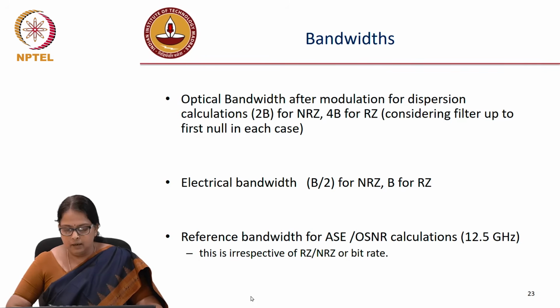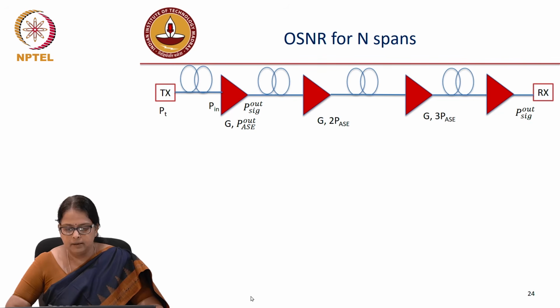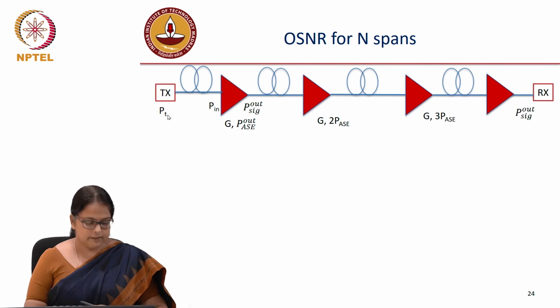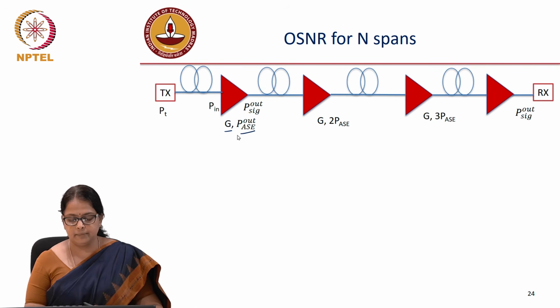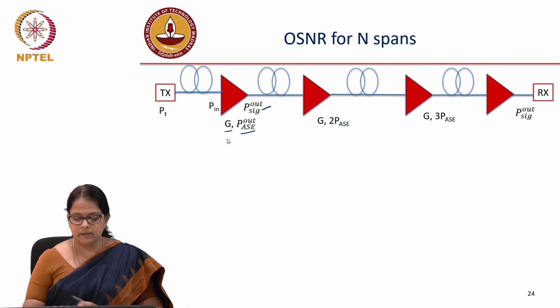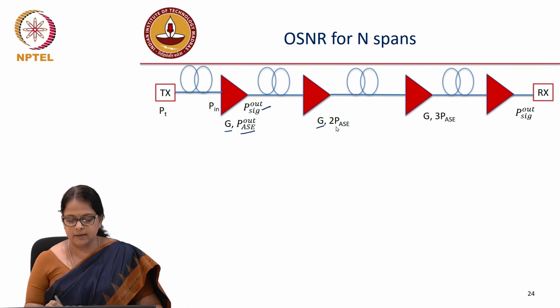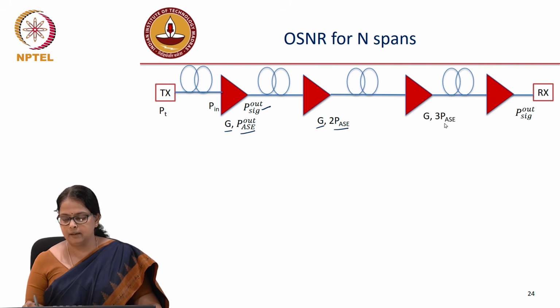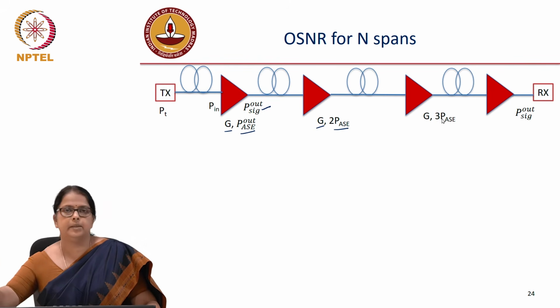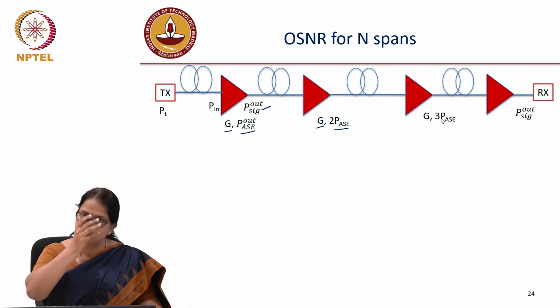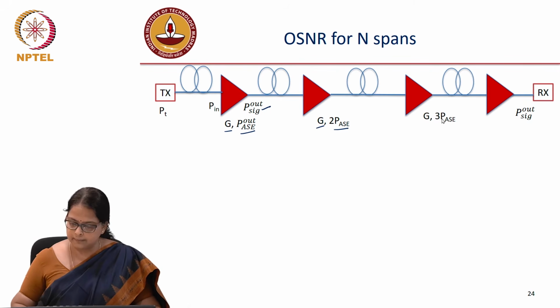Now, how do you calculate for N spans? Let's say you have a transmitter, you have fiber, you have an EDFA with a certain gain and a certain amplified spontaneous emission. You have a signal out. The second EDFA is giving you 2 times ASE. By the time you have the Nth EDFA, it will accumulate N times ASE, because each amplified spontaneous emission just keeps adding up.